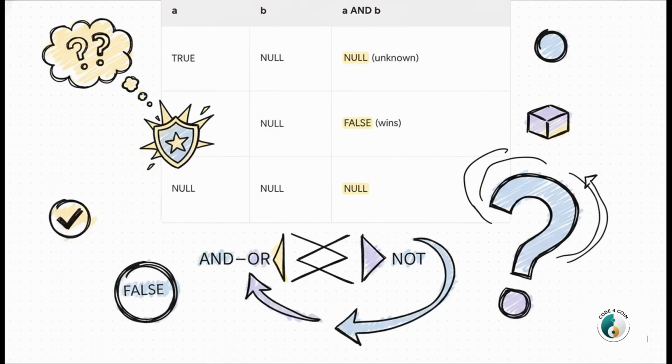Now, this truth table gives us a little peek into the logic behind all this. SQL uses what's called a three-valued system: true, false, and null. And as you can see, when you combine a value with null using and, the outcome is usually, well, null, because the result is still unknown. The only exception is when a definite false makes the whole expression false, no matter what.